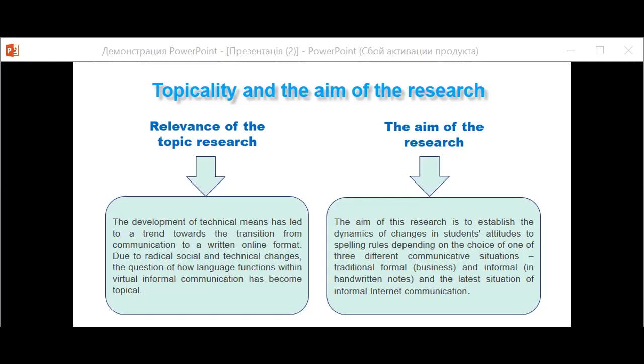The aim of this research is to establish the dynamics of changes and students' attitudes to spelling rules depending on the choice of one of three different communicative situations: traditional formal business, informal in handwritten notes, and the latest situation of informal internet communication.